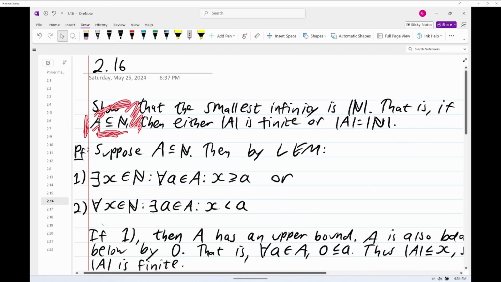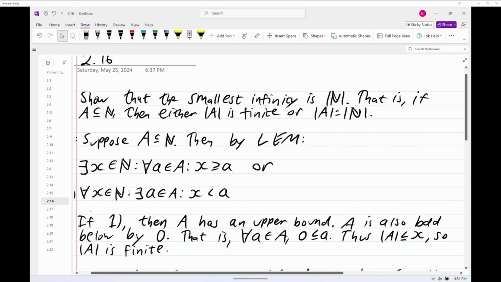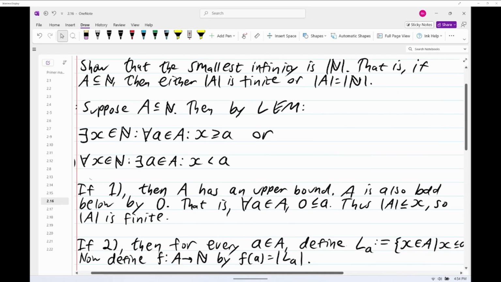So here we go. If one, A has an upper bound, A is also bounded below by 0. That is, for every A in big A, 0 is smaller than or equal to A. Thus, the cardinality of A is at most X. So the cardinality of A is finite. All right. Case 2 gets a tiny bit more complicated.